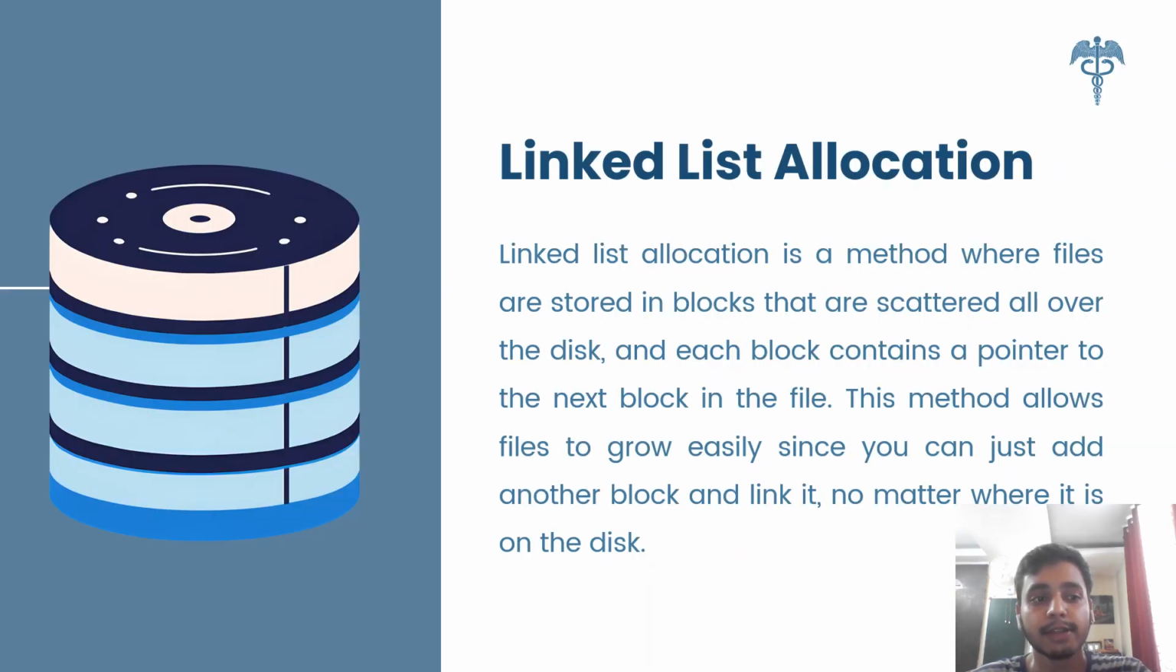The next type of allocation is linked list allocation. Linked list allocation is a method where files are stored in blocks that are scattered all over the disk, and each block contains a pointer to the next block. It's like a game of treasure hunt in which each clue leads to the next until you find the treasure.